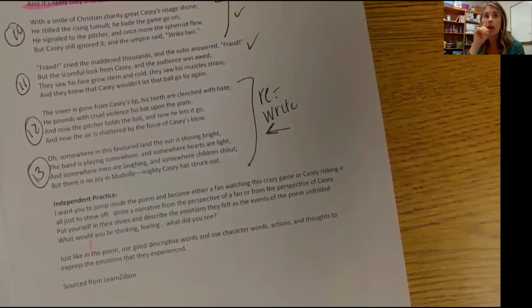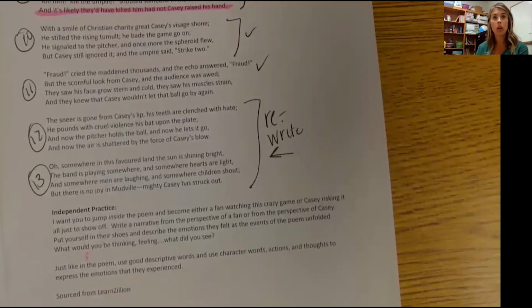Rhyme scheme. The sneer is gone from Casey's lips. His teeth are clenched with hate. He pounds with cruel violence his bat upon the plate. And now the pitcher holds the ball, and now he lets it go. And now the air is shattered by the force of Casey's blow.